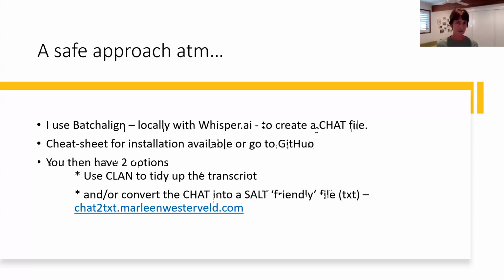So I'll talk about CHAT in a minute, because that goes with CLAN, which is freely available from the CHILDES or the TalkBank website. So you then have two options. You can use CLAN, so that's from CHILDES, from TalkBank, to tidy up the transcript and use CLAN to analyze it. Or you can convert that CHAT file into a more SALT-friendly file, as in a text file.